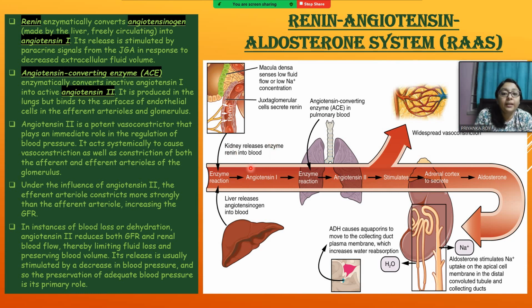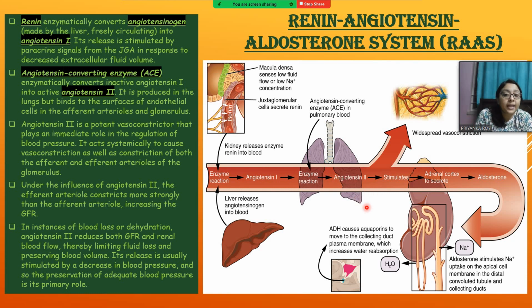Okay, now the kidney releases this enzyme renin into the blood. The liver also produces angiotensinogen and releases it into the blood. So in the blood we have angiotensinogen and we have renin now. Renin will convert this angiotensinogen into angiotensin 1. Now angiotensin 1 will be converted via angiotensin converting enzyme, ACE, in pulmonary blood because it is coming from the lungs, and it will be converted into angiotensin 2.